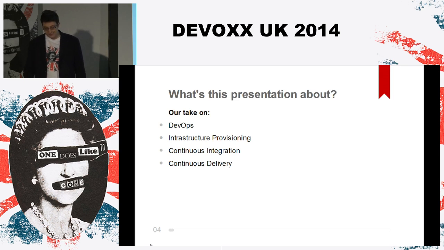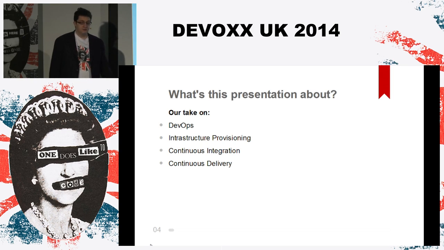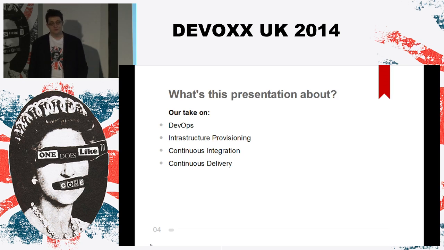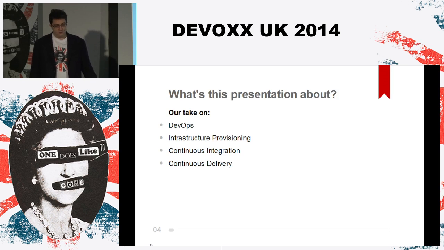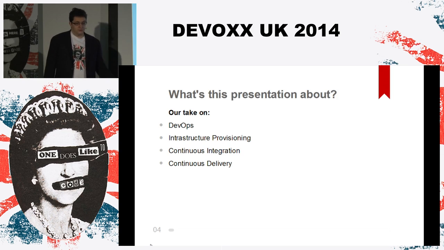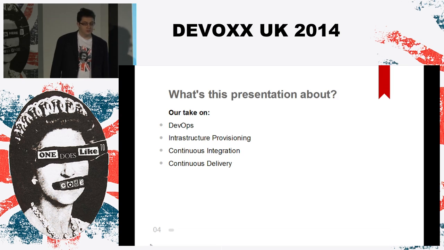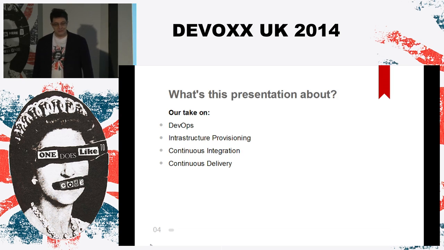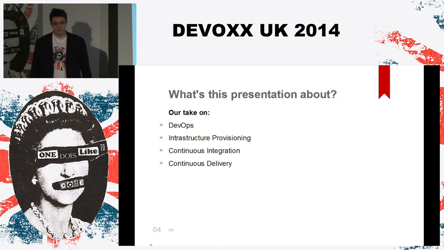So what this presentation is about. Basically, it is about our take on DevOps and infrastructure provisioning and continuous integration and continuous delivery. So basically it's our path to how we, starting from nothing, starting from our basic experience with Java and Java EE, switched to more DevOps-oriented approaches within our projects.